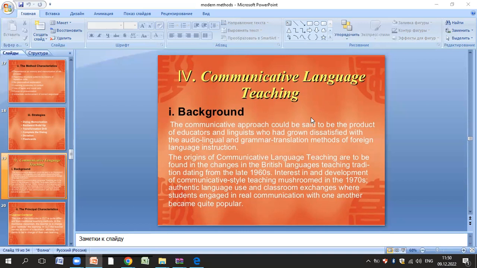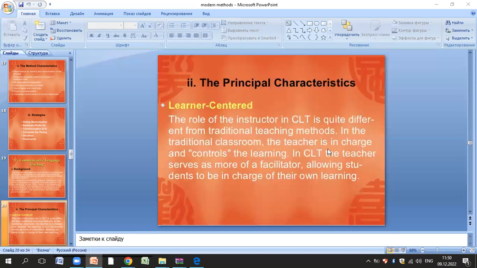The origins of communicative language teaching are to be found in the changes in the British language teaching tradition dating from the late 1960s. Interest in and development of communicative-style teaching mushroomed in the 1970s. Authentic language use and classroom changes, where students engaged in real communication with one another, became quite prevalent.